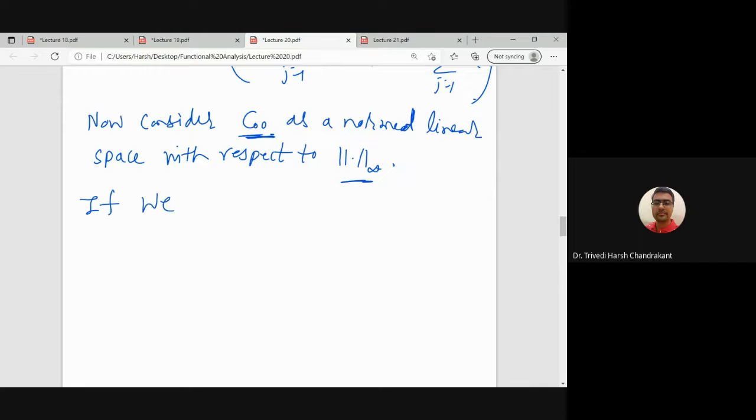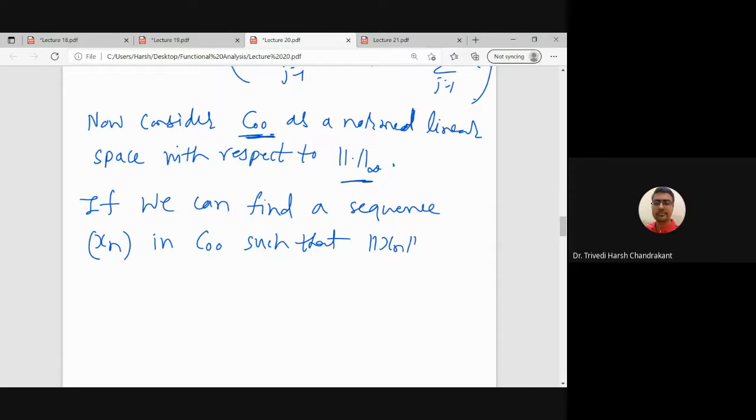So if we can find a sequence x_n in C00, where each x_n is an element of C00, such that its norm is 1, so all these are unit vectors, and f(x_n) is not bounded.